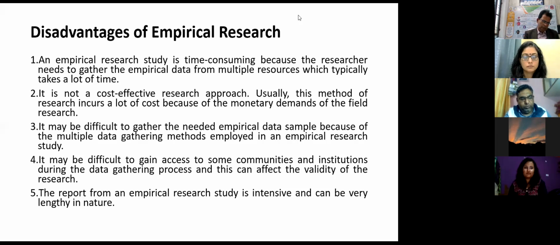And the last one is the report from an empirical research study is intensive and can be very lengthy in nature. Sometimes वही हो जाता है कि आप कुछ जो आपका जो findings है, sometimes it becomes very lengthy, unlike where you are not spending time and you have just collected from some theoretical thing or some other observation. जब आप खुद जाते हैं field में, sometimes आपका observations lengthy हो जाता है.